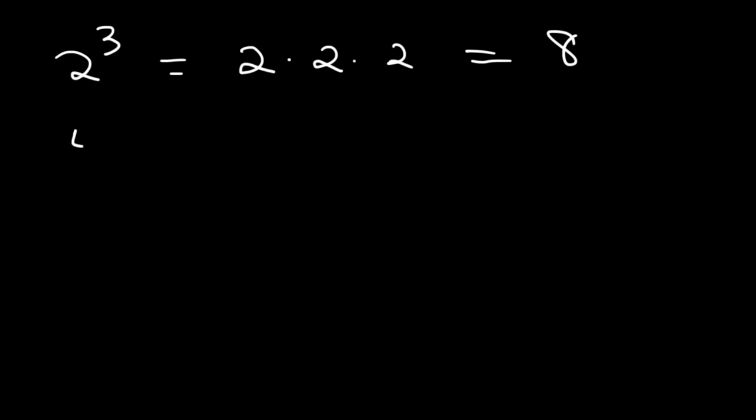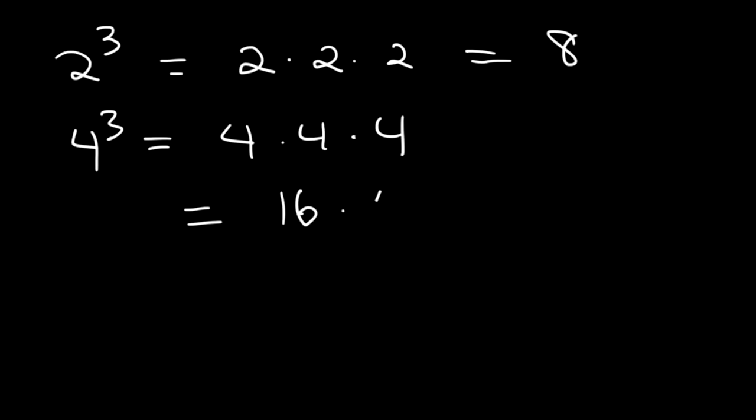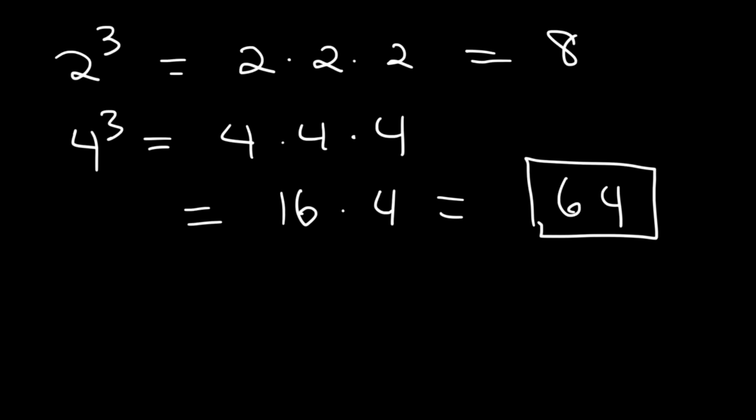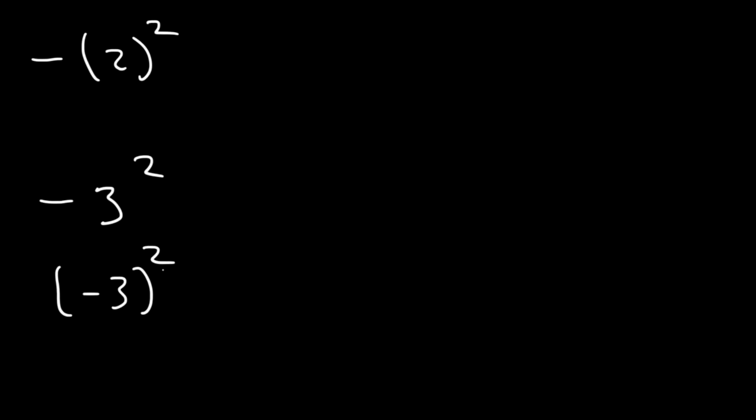4 to the third means that you're multiplying 4 times 4 times 4. 4 times 4 is 16. 16 times 4 is 64. So 4 to the third is 64. Now, what is the value of these three expressions? Negative 2 squared, negative 3 squared, and negative 3 inside of parentheses squared.